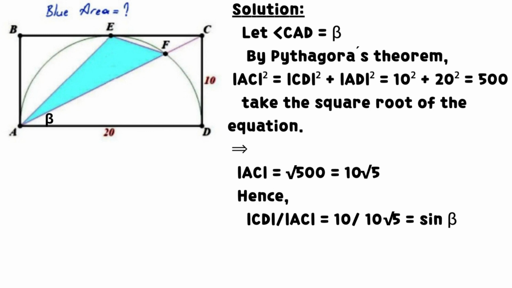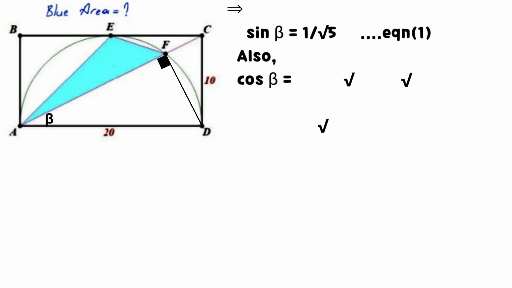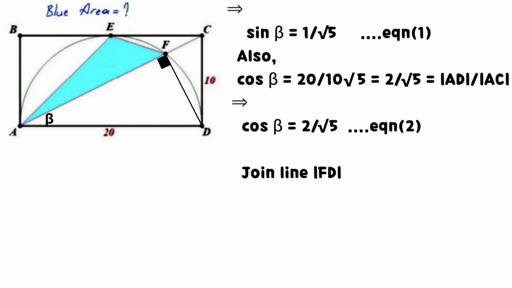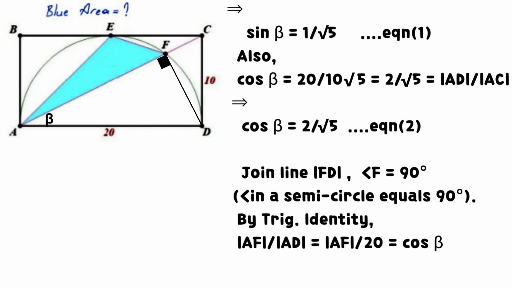Hence, line CD divided by line AC equals 10 divided by 10 times the square root of 5, which equals sine beta. It follows that sine beta equals 1 divided by the square root of 5. We call it equation 1. Also, cosine beta equals 2 divided by the square root of 5. We call it equation 2.